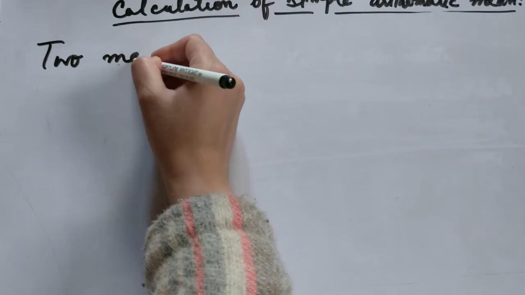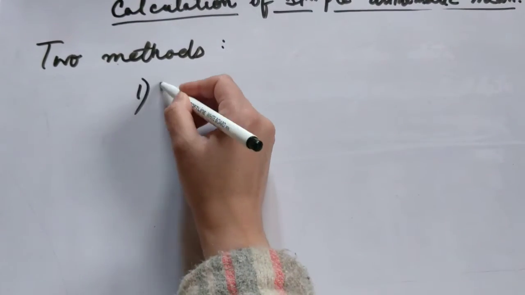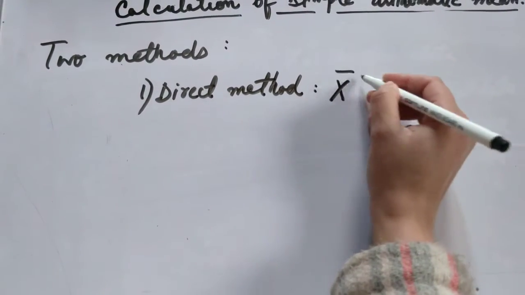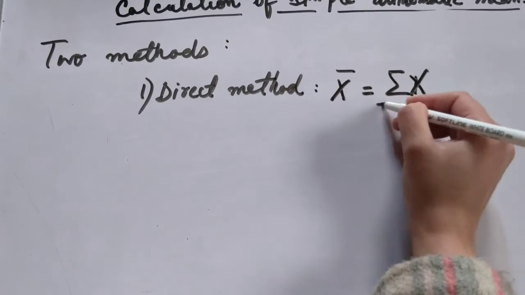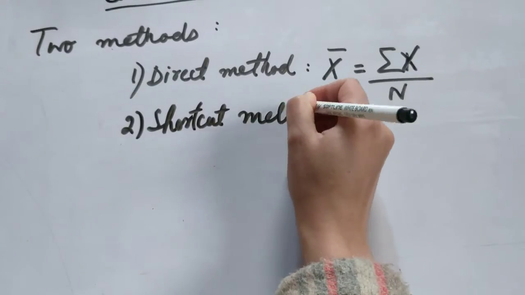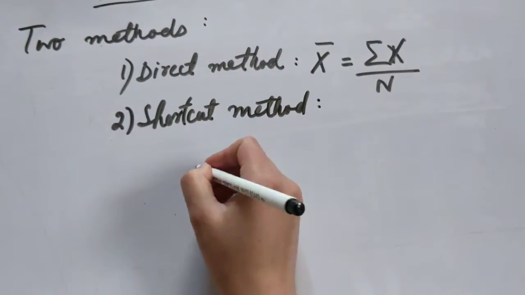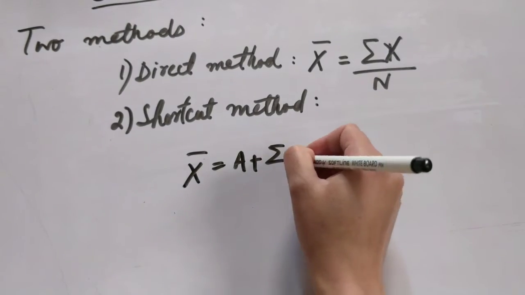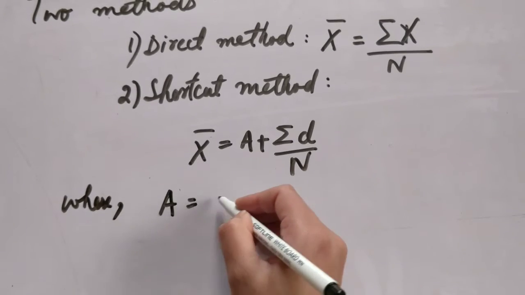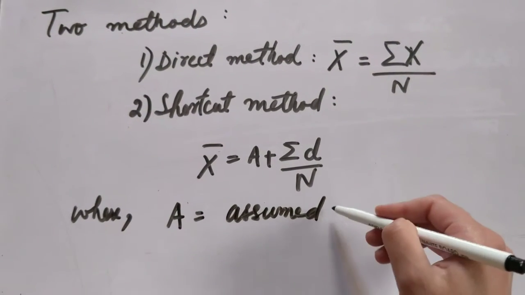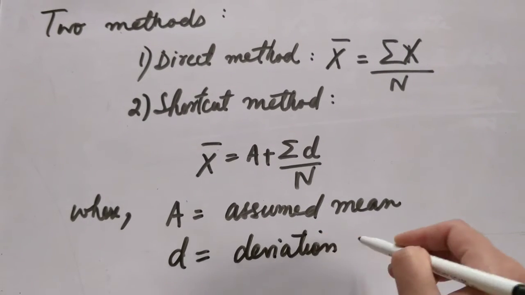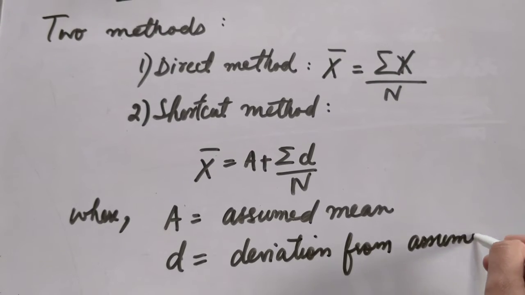There are two methods for calculating simple arithmetic mean. Number one is direct method, and when we use direct method, we just take all the observations, we sum them up and then divide it by the total number. Okay, and the other one is shortcut method. So there is a formula for that, that is x bar is equal to a plus summation of d divided by n. And now what is a? A is the assumed mean. We take an assumed mean from the range of the data given. Okay, and then there is d. What is d? D is the deviation from the assumed mean.